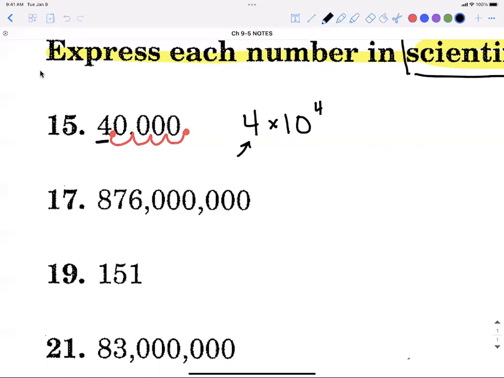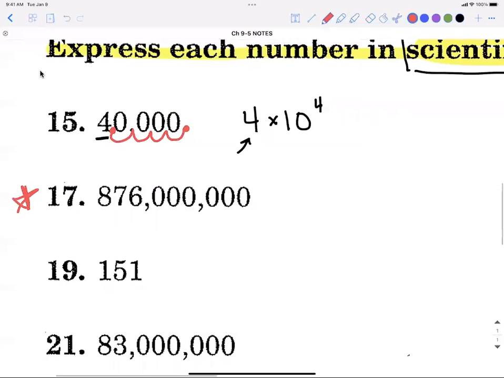How about this one? This one right here. 876,000,000. That's in standard form. I want to put this in scientific notation. Put my decimal at the end, because that's where it goes on every whole number. And I bounce 1, 2, 3, 4, 5, 6, 7. Can I stop here?